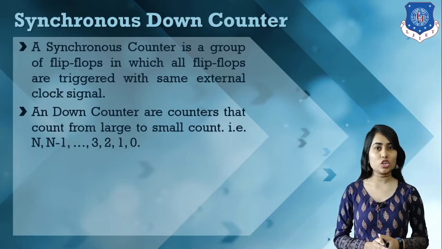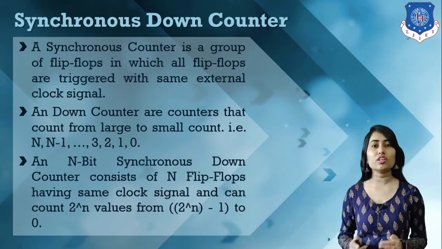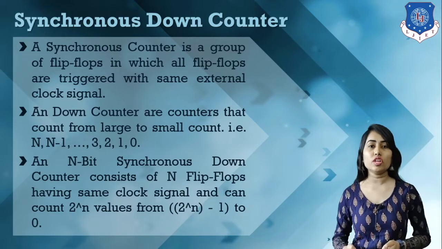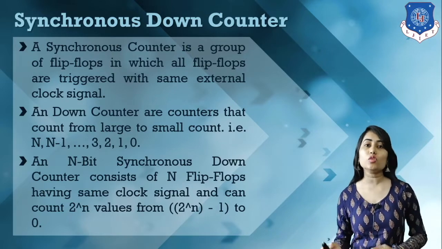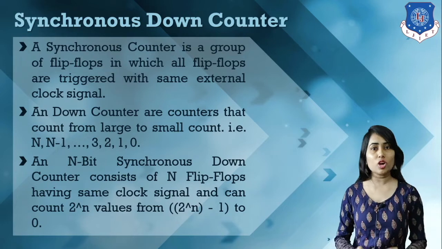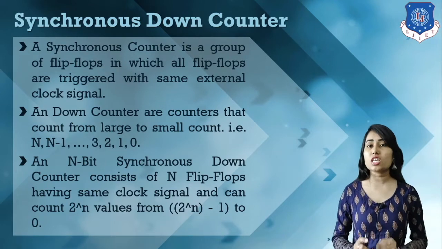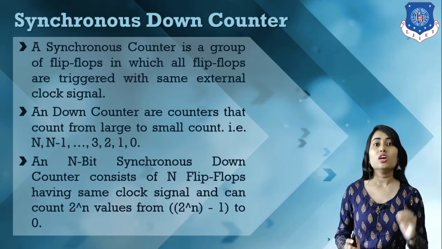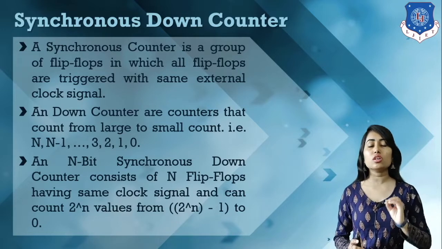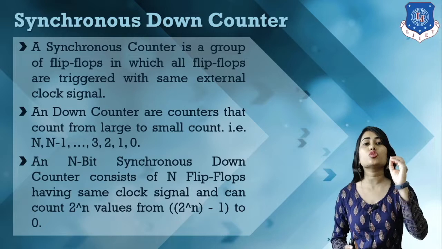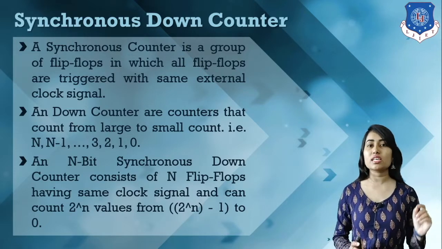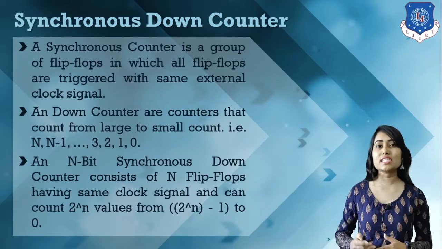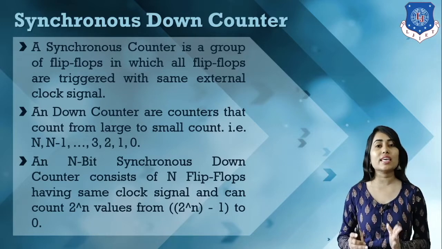Now, to design an n-bit synchronous counter, we have to use n flip-flops. To design an n-bit synchronous down counter, we use n flip-flops having the same clock signal, which count a total of 2 raised to n values, starting from 2 raised to n minus 1 down to 0. So this synchronous down counter counts in a downward direction and has the same clock signal.